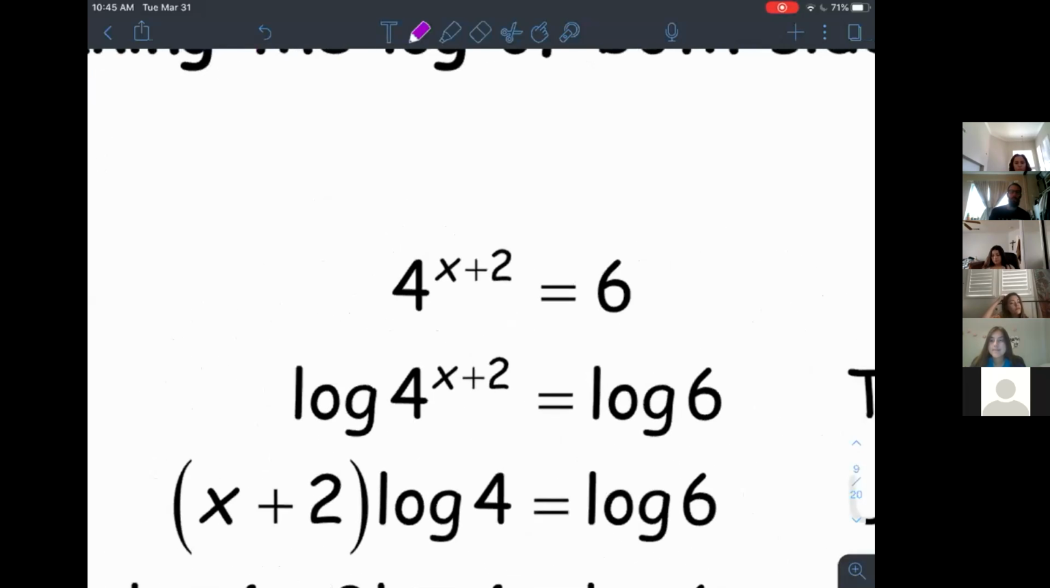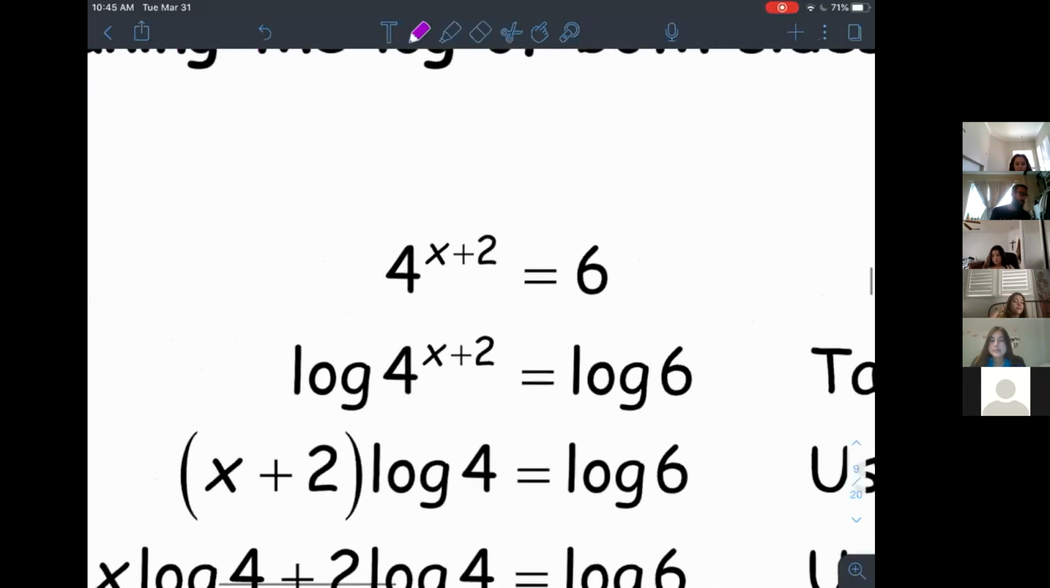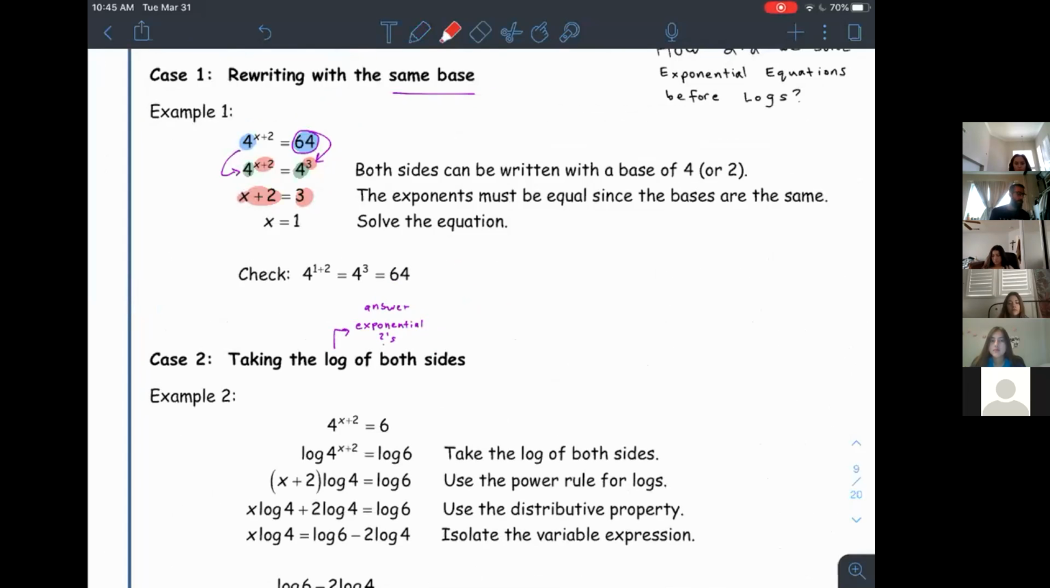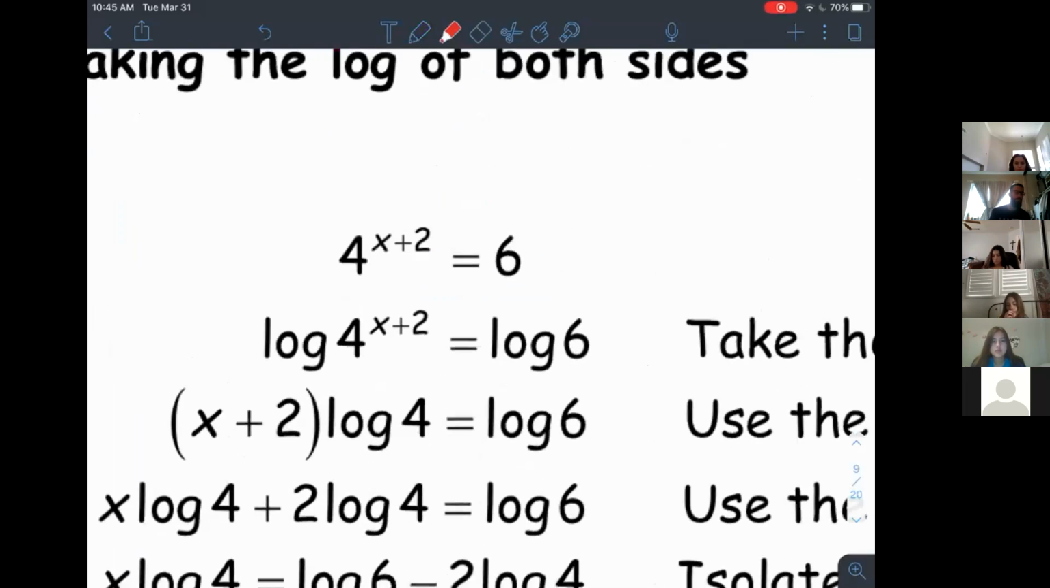But not a word problem, just a standard equation. We have two numbers, 4 and 6, which are not easily turned into the same base. Like, we can't turn 6 into 4 to some power very easily. So option number 1 of rewriting with the same base, up here towards the top of the screen, is not going to be as good for example number 2.